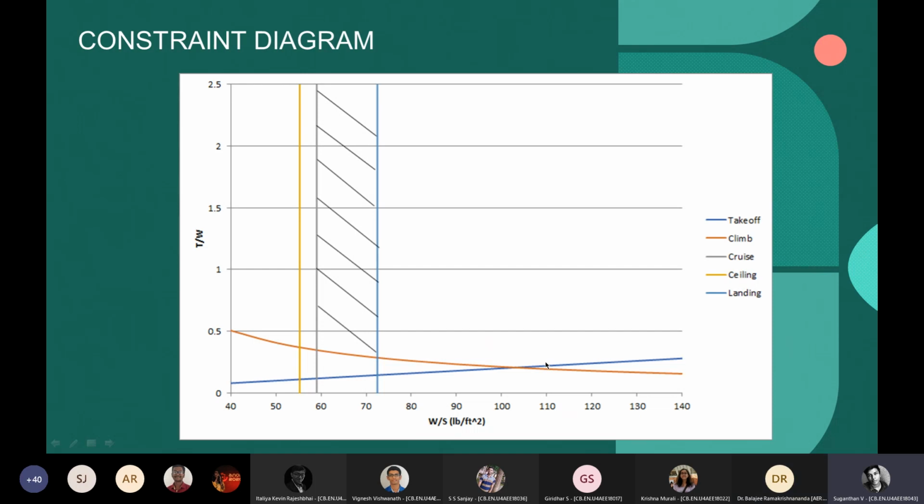Any questions? Yes, we have Nanda Kumar asking a question. Sugandhan, where is the combat phase? Yeah, we don't have what to say.